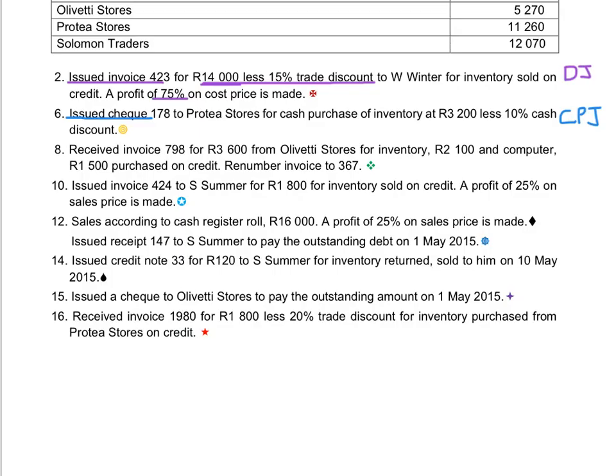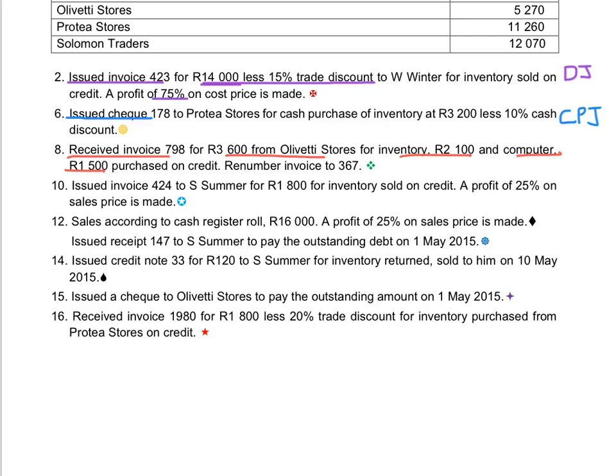Received invoice 798 for 3,600 from Olivetti Stores for inventory 2,100 and a computer 1,500. So we receive one invoice to buy two different things. So the total amount that we owe Olivetti Stores will be the 3,600. But we have to split that 3,600 and indicate that 2,100 will be posted to the inventory account and 1,500 will be posted to the equipment account.